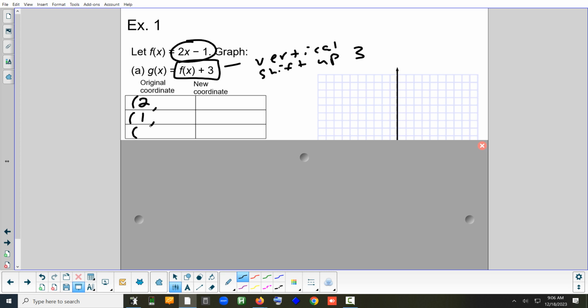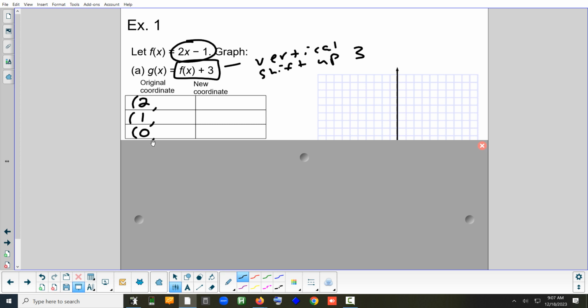Yeah, we could do 0, sure. Now, I could just tell you, always pick this number and this number. But I want you to be able to pick the x values that work for you. You can't do it wrong. You can pick any x value you want.